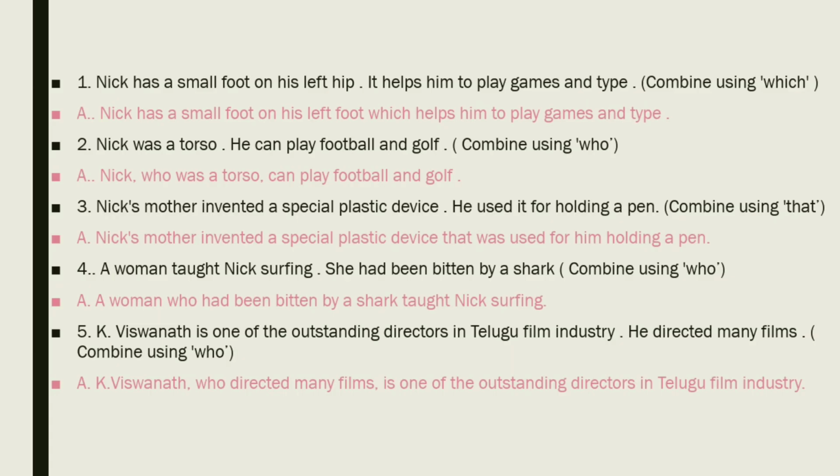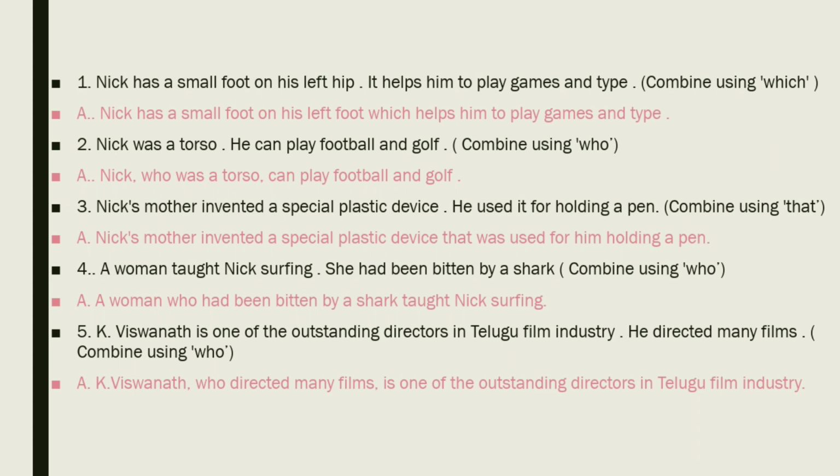And now let's go with some examples for practice. The first one is for you. Nick has a small foot on his left hip. It helps him to play games and type. Now you have to combine both the sentences using the relative pronoun which. Now the sentence will go on like this: Nick has a small foot on his left hip which helps him to play games and type. The example appears in the form of an object and subject case here. The object of the first sentence, small foot, and the subject of the second sentence, it, have to be taken into criteria. Obviously, the relative pronoun acts as a conjunction, which, here.